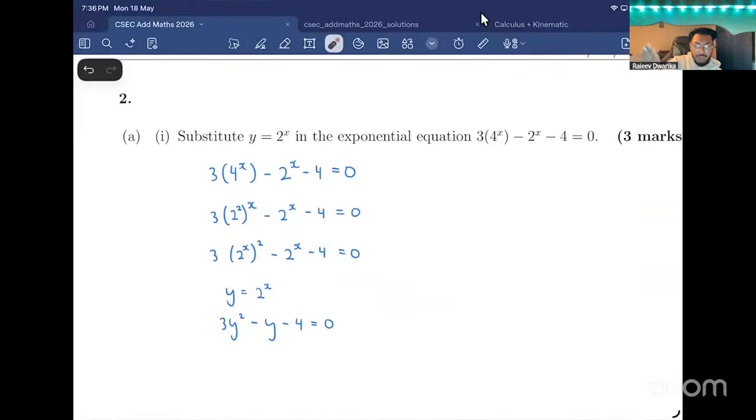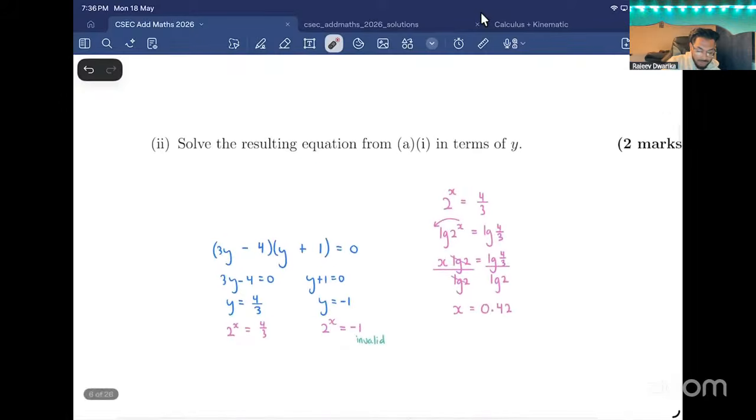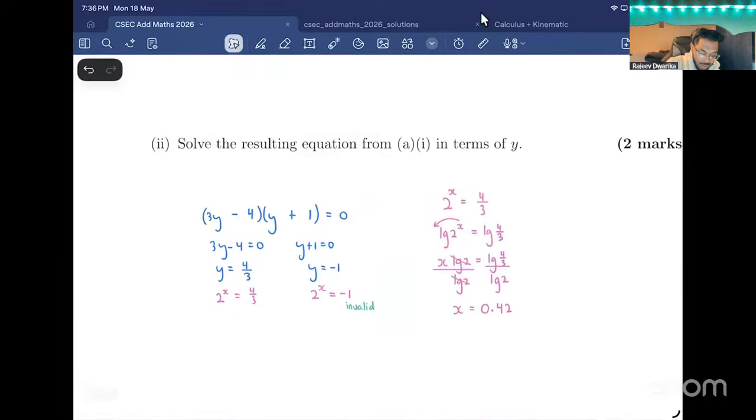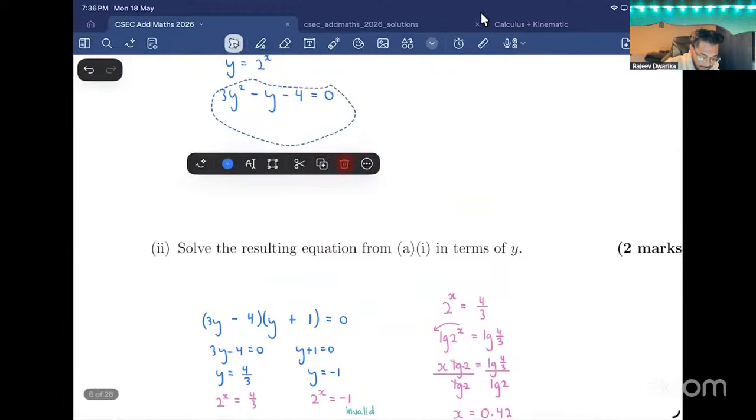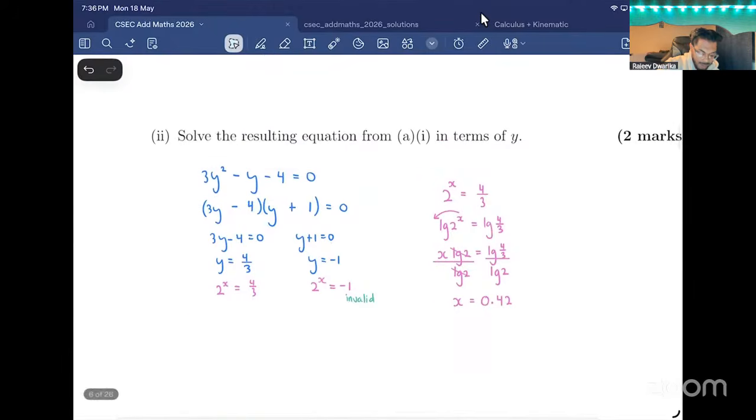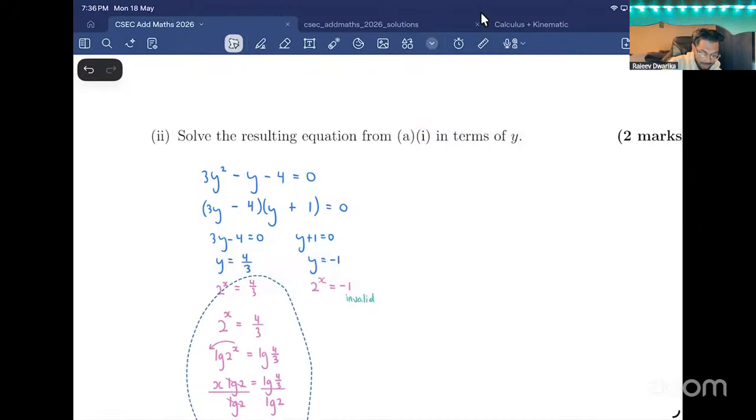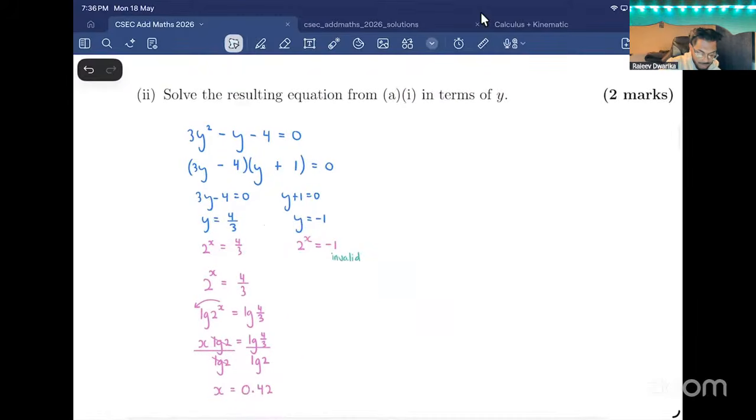In 2A, the only thing they ask you to do is literally just substitute. So this was all they had to do for 2A part 1. And in the next part, it's saying solve the resulting equation. So then you would factorize, find different solutions for y, and then solve for x. So we cannot jump the gun there. But that's it there.